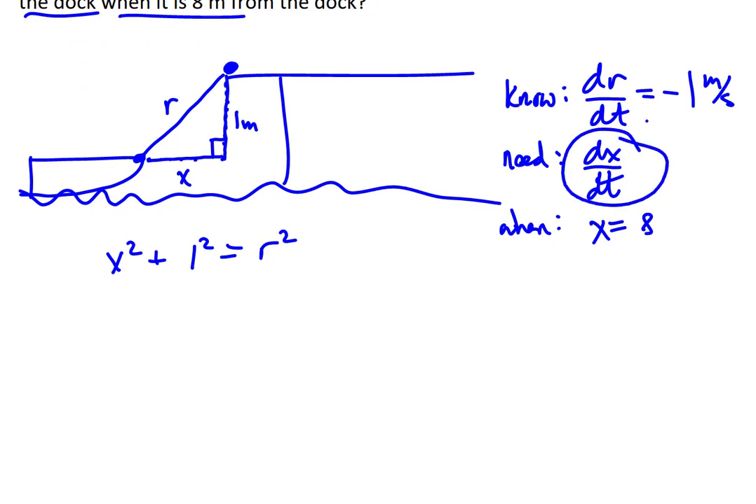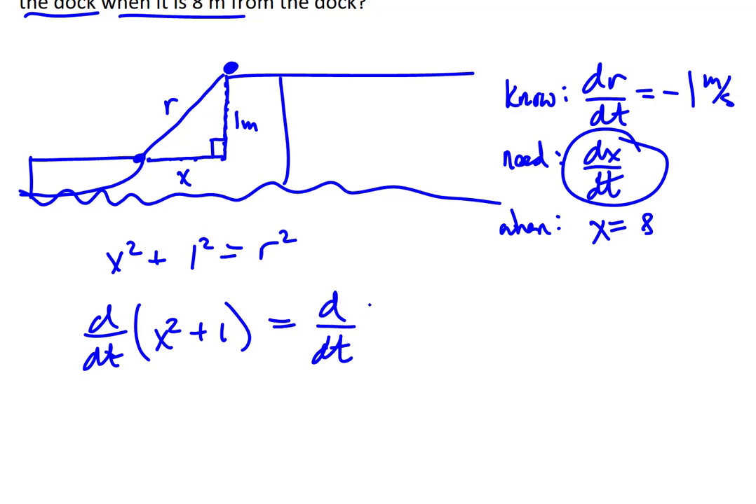Now remember, I need dx/dt, and that is actually not in my picture yet. I know x is, and I can get t in there by doing the derivative with respect to t of both sides. So I'm going to take d/dt of the left side, which is x squared plus 1, and say that equals d/dt of the right side, which is r squared. Now remember, we're assuming that the r and the x are implicit functions of t at this point, like we stated in the previous example.